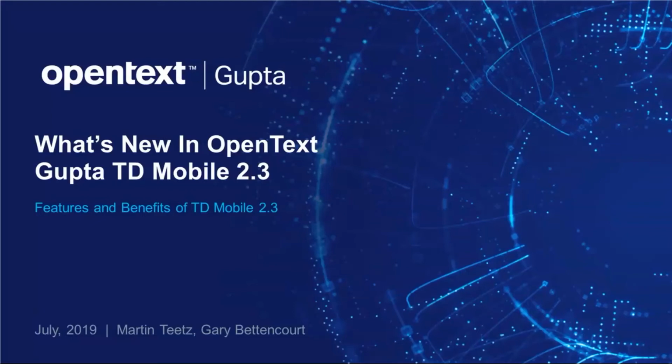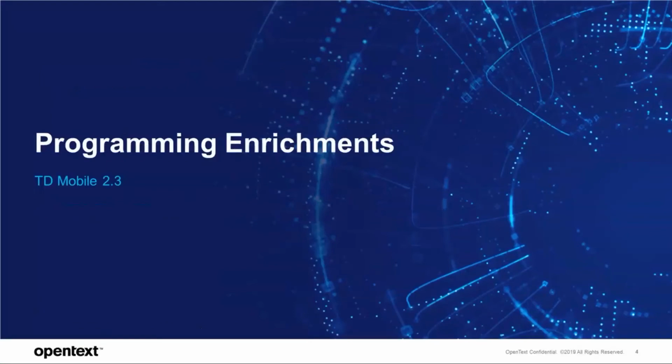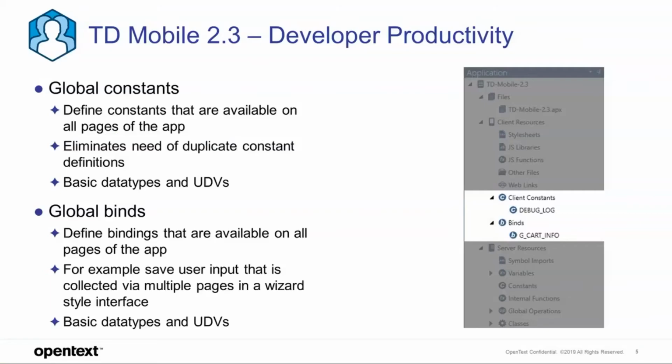So TD Mobile 2.3. First, the programming enrichments. TD Mobile 2.3 is available since June, so you can download that as a trial version today, and if you have the mobile maintenance, you can also get that version from OpenText My Support. So what's new in TD Mobile is global constants.